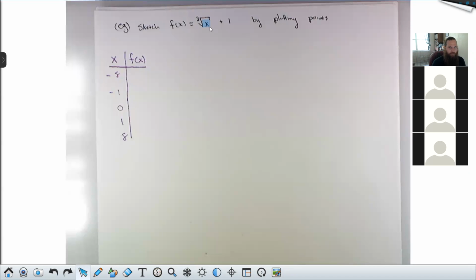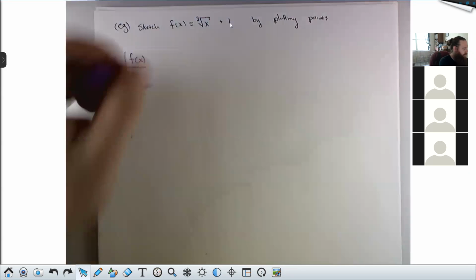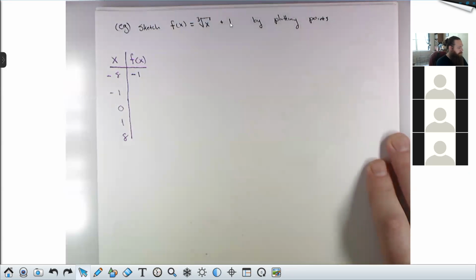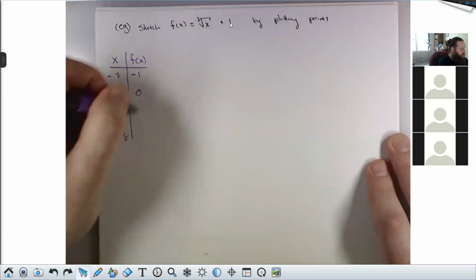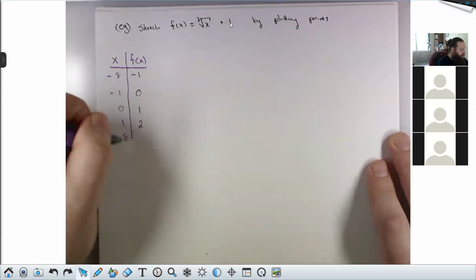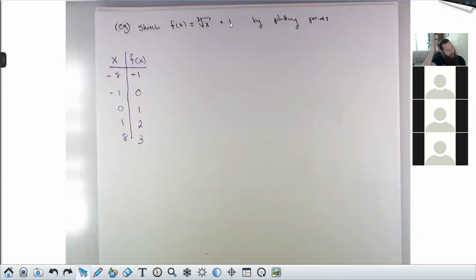If I plug in -8 for x here, what is the cube root of -8? What number can I multiply by itself 3 times to get -8? Yeah, -2, right? -2 times -2 times -2 is -8. So the cube root of -8 is -2. -2 plus 1 is -1. The cube root of -1 is -1. -1 plus 1 is 0. The cube root of 0 is 0. 0 plus 1 is 1. Cube root of 1 is 1. 1 plus 1 is 2. Cube root of 8 is 2. 2 plus 1 is 3. All right, given a little bit of time, I know everybody could come up with this table.